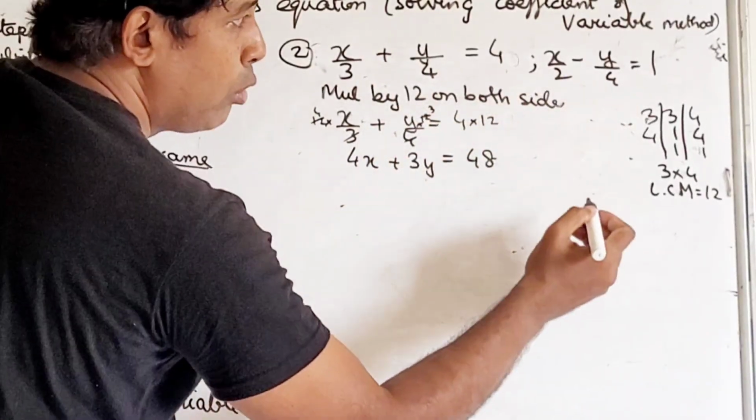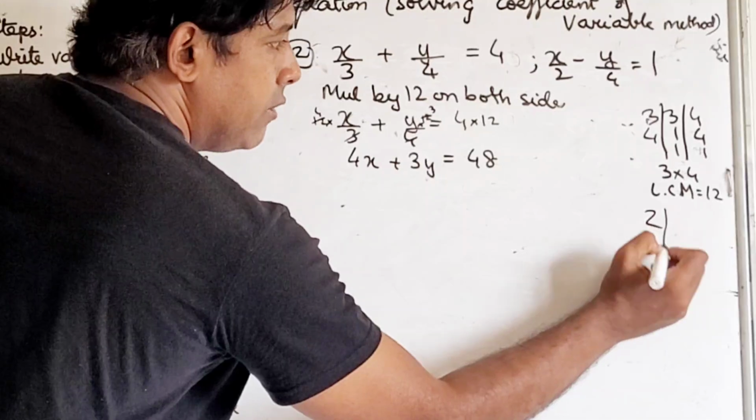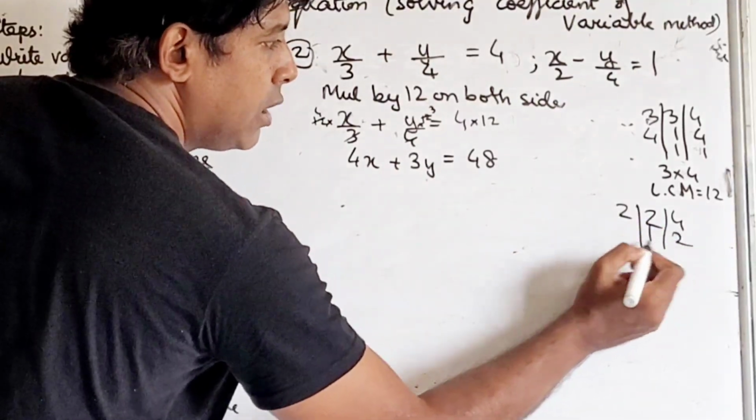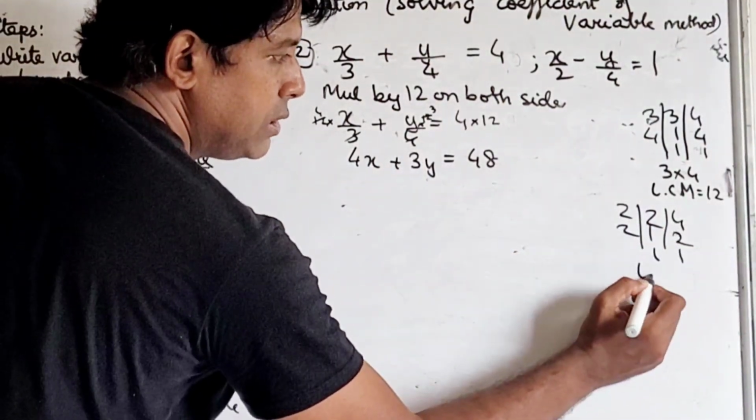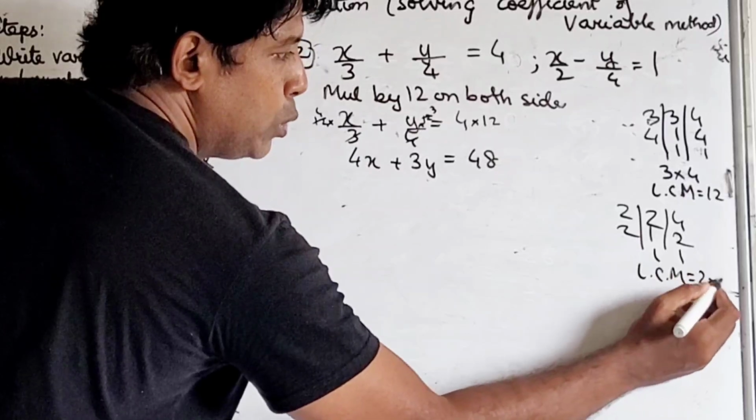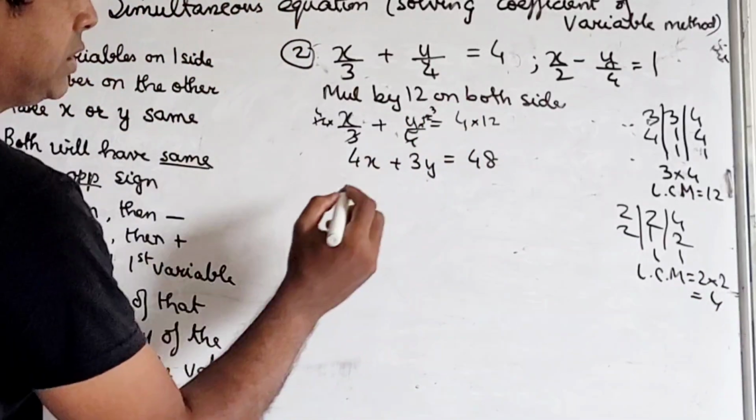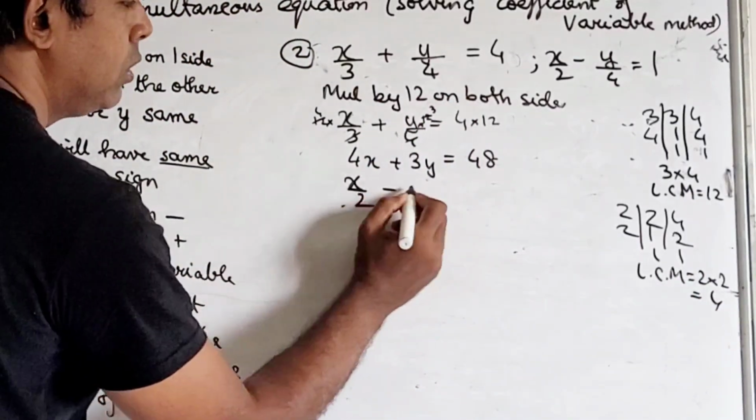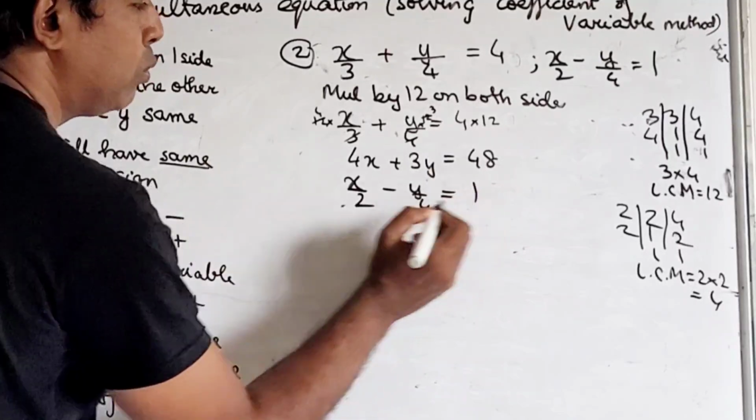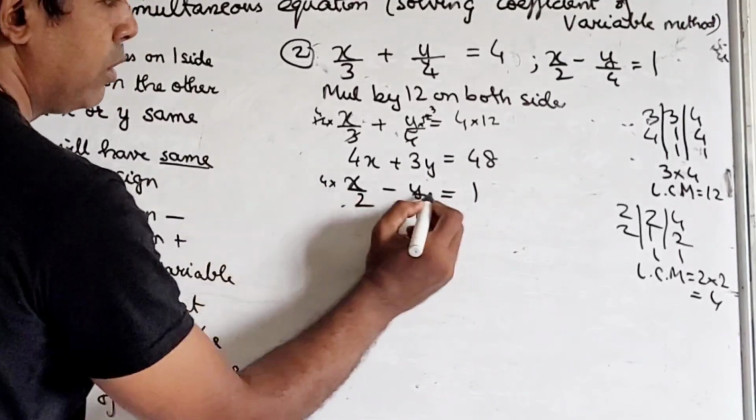There's a 2 and a 4. So again, we need to take the LCM of that. 2 ones are 2, 2 twos are 4. 2 ones are 2, 2 ones are 2. So LCM is 2 into 2, that is 4. So this equation x upon 2 minus y upon 4 is equal to 1, we'll multiply this by 4.